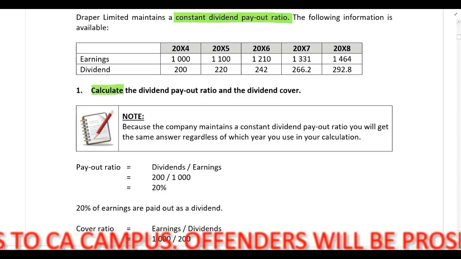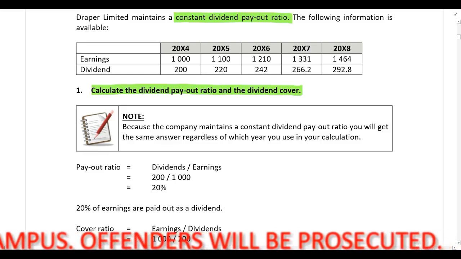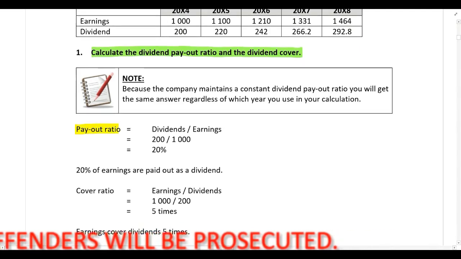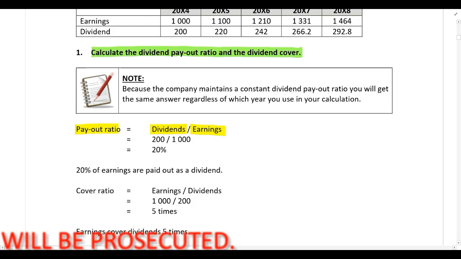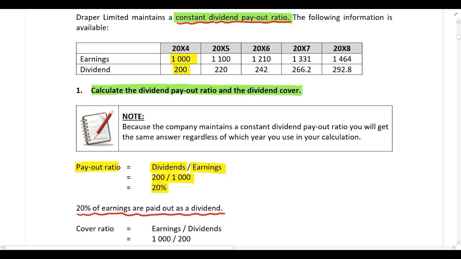First, you need to calculate the dividend payout ratio and also the dividend cover. So guys, if you look at the calculation just below, how do we calculate the payout ratio? We take the dividend and we divide by earnings. So if you use the information for the 20x4 year, take the dividend, divide by the earnings, you'll see that the company has a payout ratio of 20%. So this company maintains a constant dividend payout ratio of 20%. Every year they pay out 20% of their earnings as a dividend.